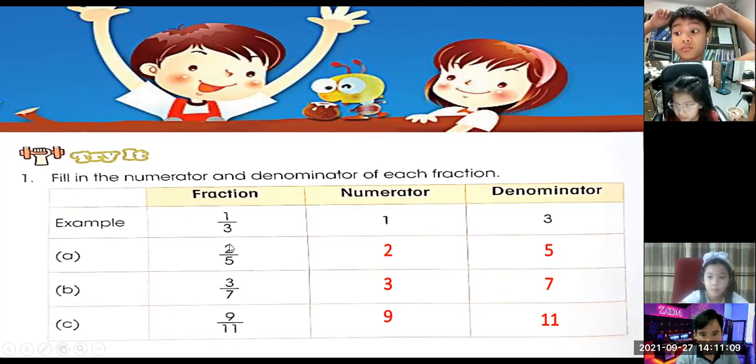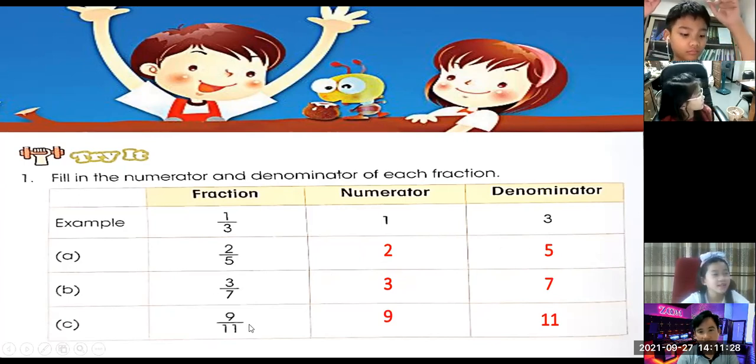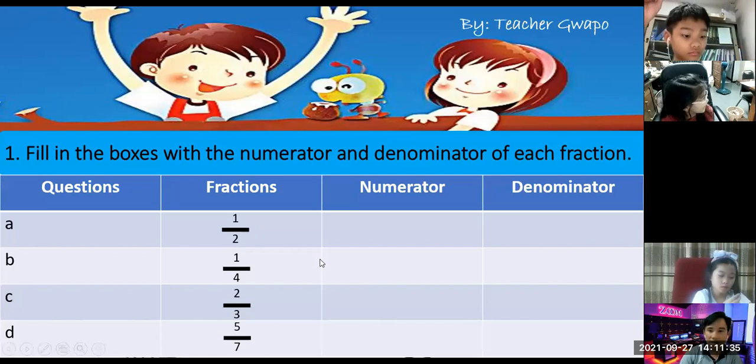Now, you will know that this is the numerator. You can see the number on the top. That's called the numerator. And the number at the bottom is called the denominator. So 2 is the numerator and 5 is the denominator. Here, 3 numerator, 7 denominator. 9 numerator, 11 denominator. It's very easy.